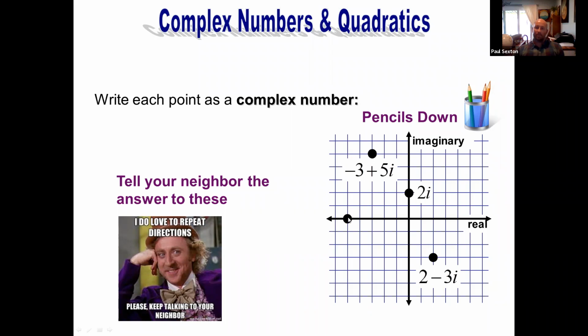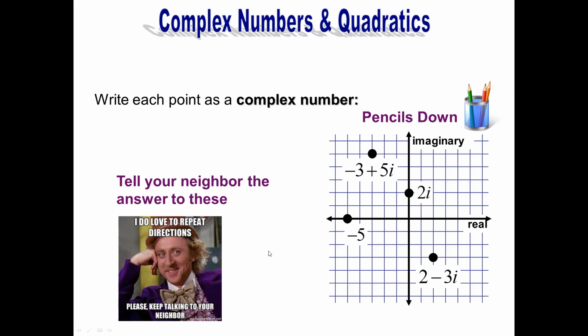Okay, Gabriella, what's that one going to be? -5. Yeah, just -5. So that one's actually a real number because there's no imaginary part. So that would be a real number.